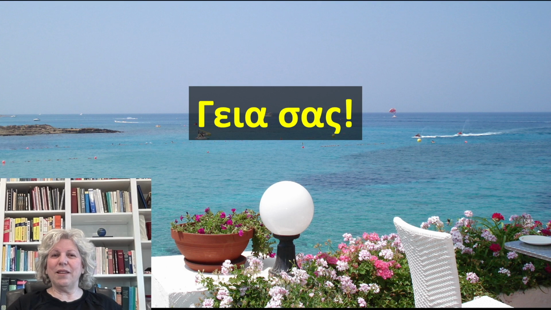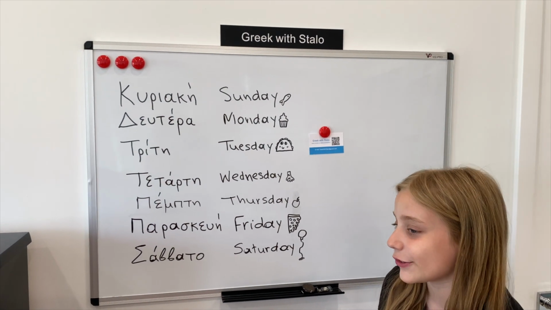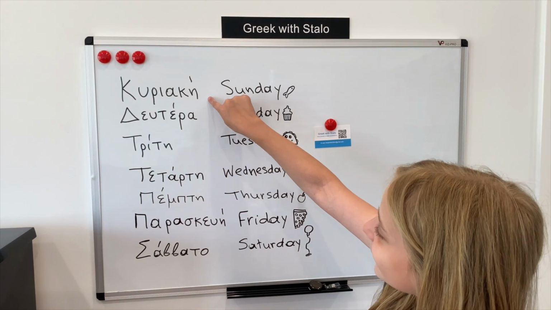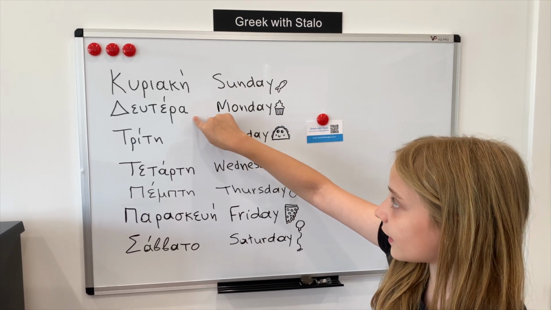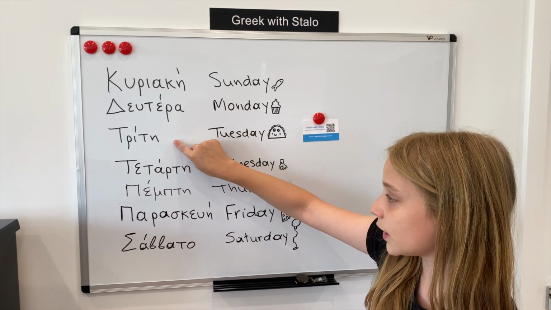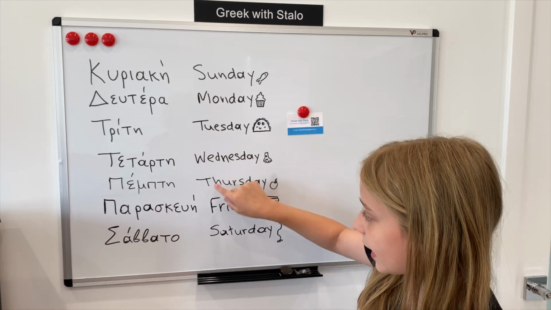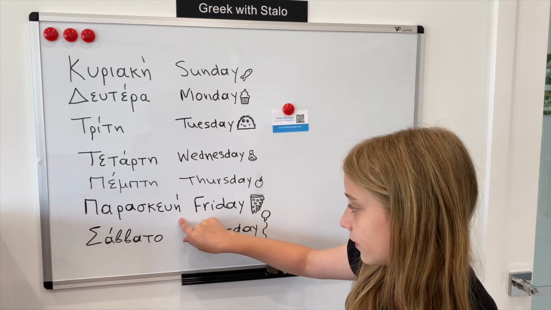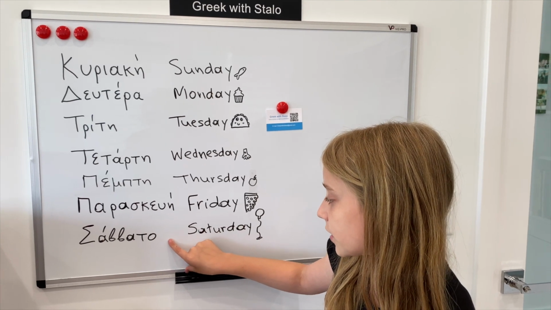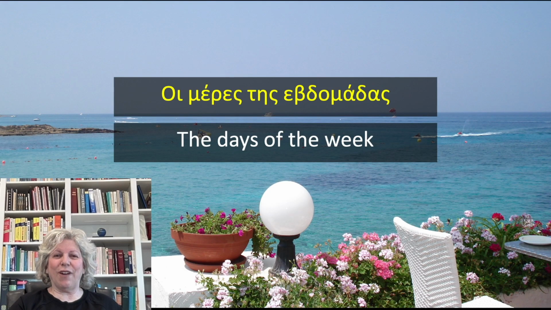Okay, so let's start with Lily. Hi guys, it's Lily. Today we're going to learn the days of the week in Greek with Stella. Kyriaki, Sunday. Deftera, Monday. Triti, Tuesday. Tetarti, Wednesday. Pempti, Thursday. Paraskevi, Friday. Savvato, Saturday. Bye guys! Thank you, Lily mou. That was great. Okay, so the days of the week.